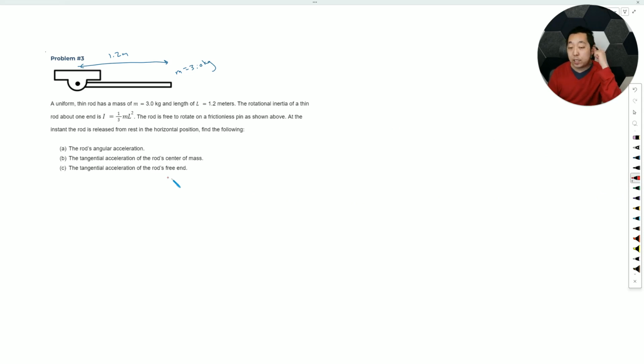So we want to draw a free body diagram first. Step one, draw the free body diagram of this scenario because we need to calculate all the torques. We have gravity. Now the gravity doesn't act at the end. Gravity acts at the center of mass of the object, and because this is uniform, the center of mass is dead center.